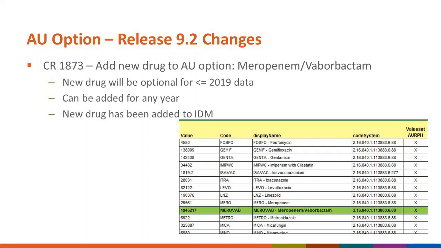Okay, first up, let's discuss the AU updates. Change request 1873 is adding a new drug to the AU option, meropenem vaborbactam. The FDA recently approved this new drug for use because of its treatment capabilities against CRE. The drug is optional. It can be added for any year, and it's included in the new version of the IDM. Next slide, please.